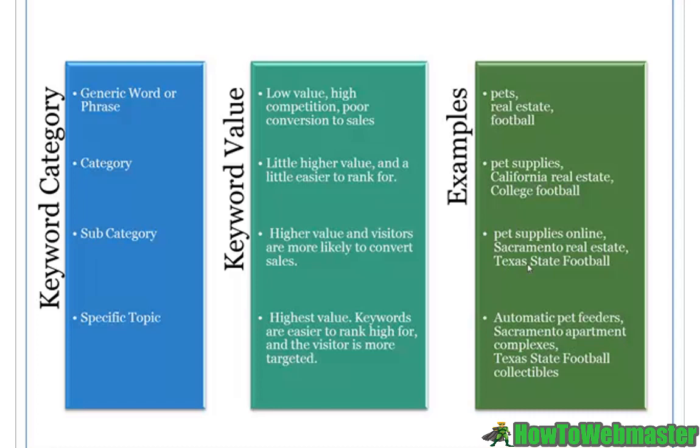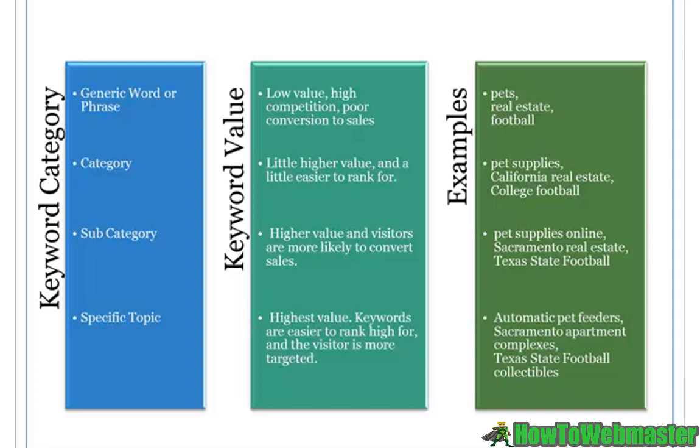If people are searching for these, they're getting closer to conversion. Specific topic keywords, high-value keywords, are easier to rank for, and the visitor is more targeted. These ones are searching for something specific. They're looking for something they're ready to take action on.